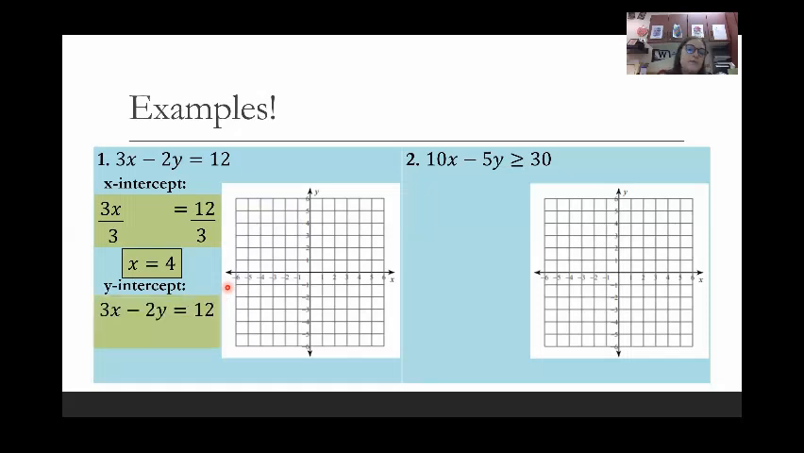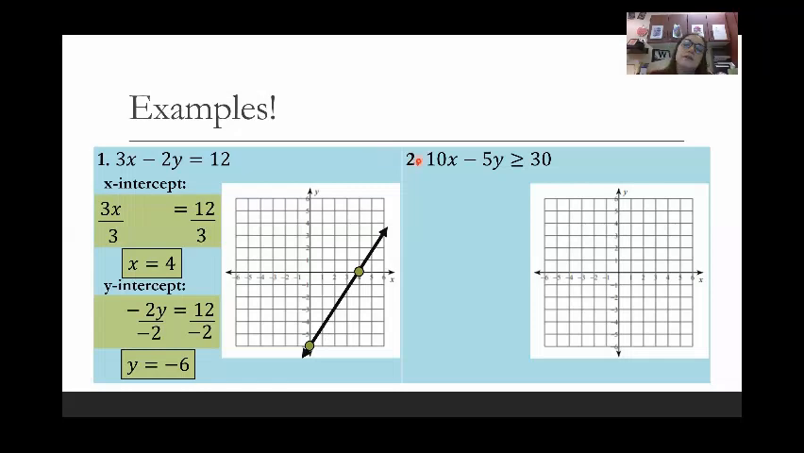So the y-intercept, same thing, cover up my x. So I have -2y equals 12. And then if I divide both sides by -2, well, y equals -6. So I'm going to make a point where x is 4 and where y is -6. So those are our intercepts. And then all we have to do is connect them, right? Because remember, we only need 2 points to make a line. So once we have the 2 points, then we're good to go. We can connect them, make our line, and move on to the next question, okay?